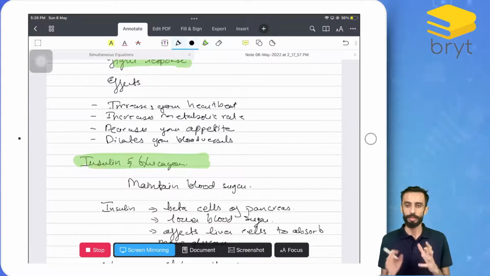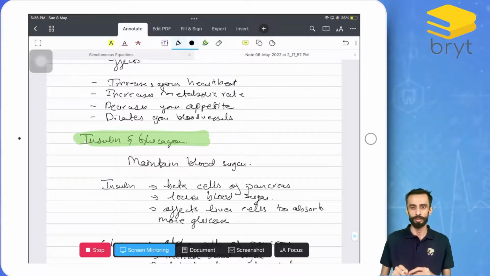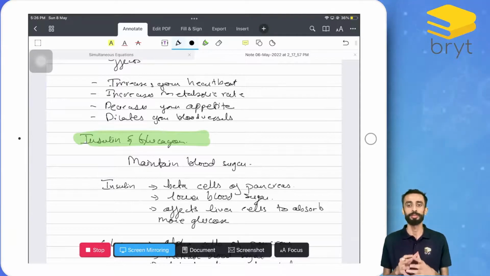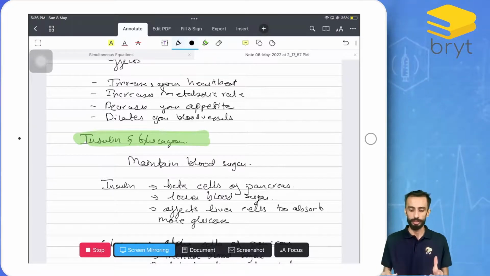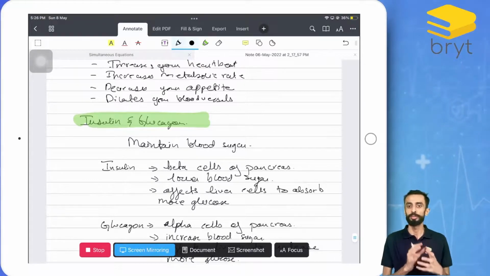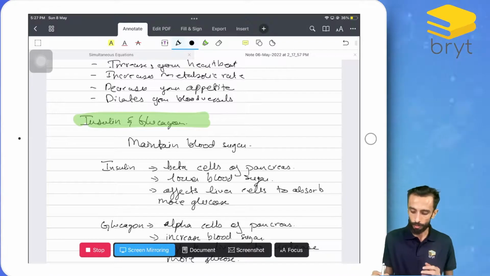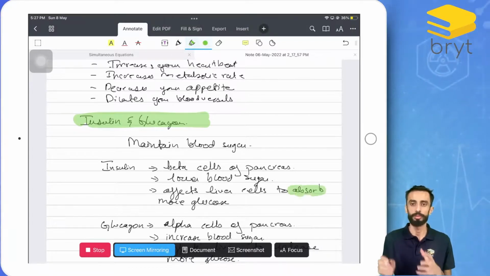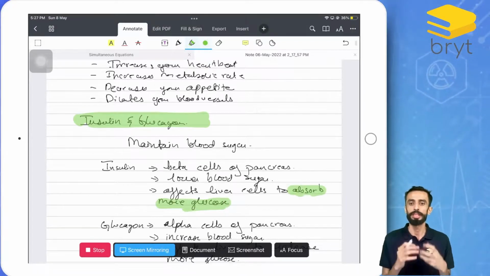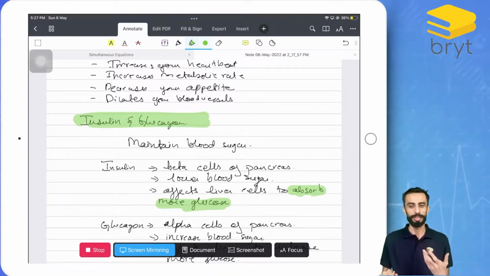So before I end this video and we go on to questions, let's just really quickly talk about insulin and glucagon, which are basically responsible for making sure that your blood glucose stays normal. Insulin is released by beta cells of your pancreas. It lowers your blood sugar if your blood sugar is high, and it does this by telling the liver to absorb more glucose and convert it to glycogen. So when your liver absorbs more glucose, less glucose is now in the blood, and your blood glucose goes back to normal. The opposite works in the case of glucagon.